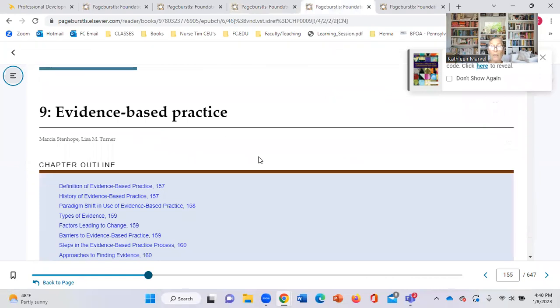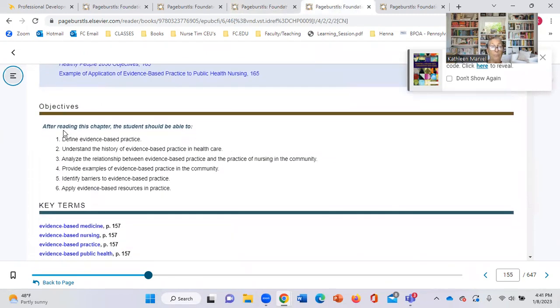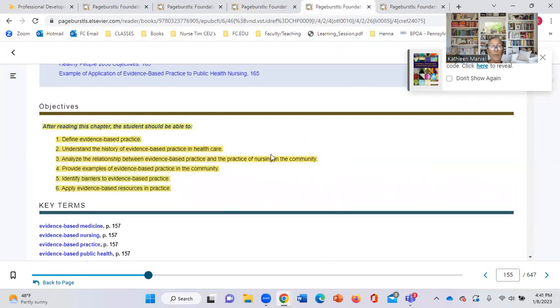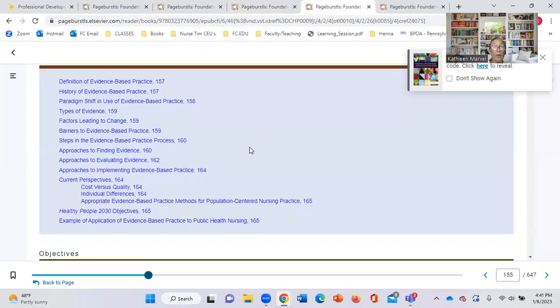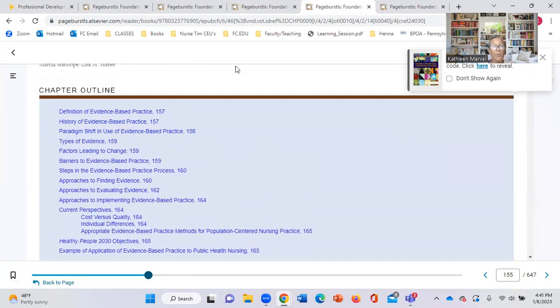The next chapter is evidence-based practice. We need to know what evidence-based practice is. So here are your objectives for this chapter. Describe evidence-based practice. Understand the history. Understand the relationship between evidence-based practice and the practice of nursing. What are some examples of evidence-based practice? What are some barriers? Again, you have your chapter outline. Your first objective is to define evidence-based practice. Well, the first section of this chapter is about the definition of evidence-based practice.